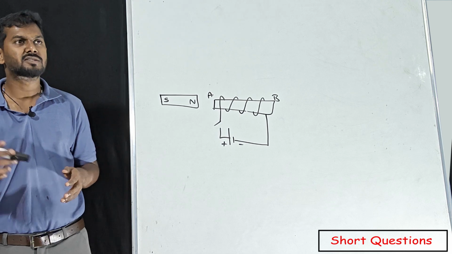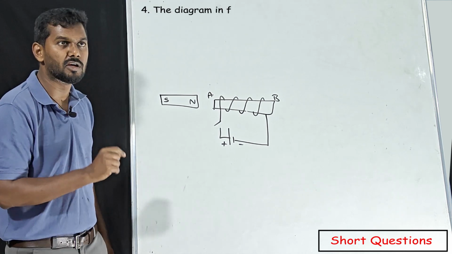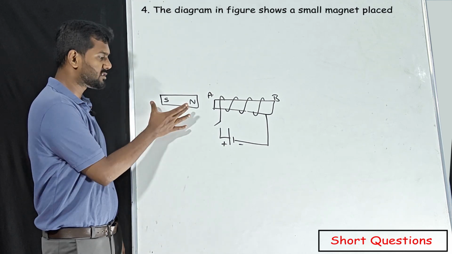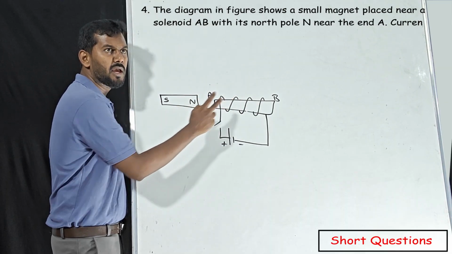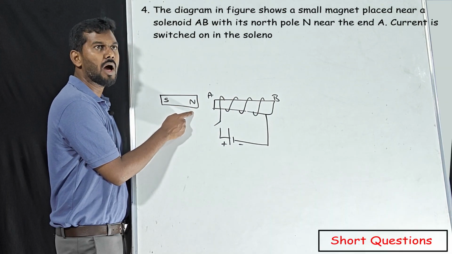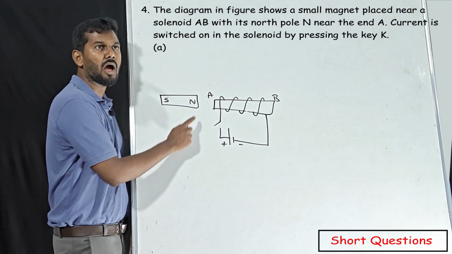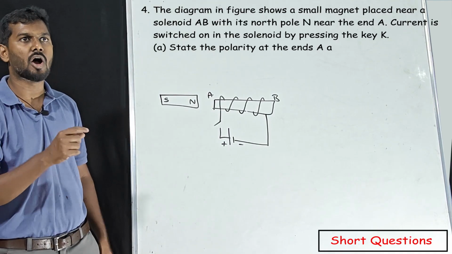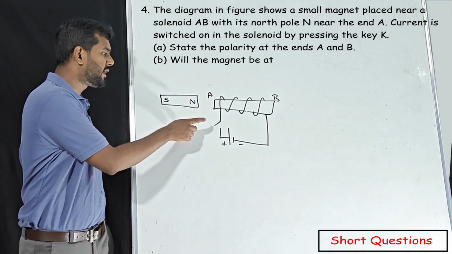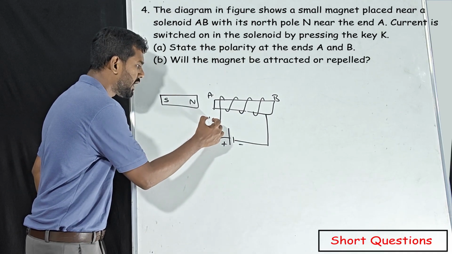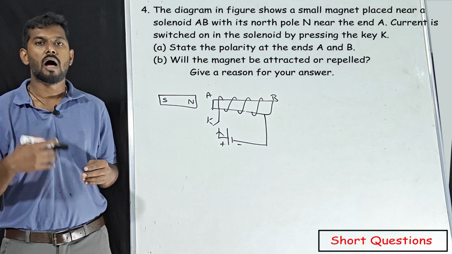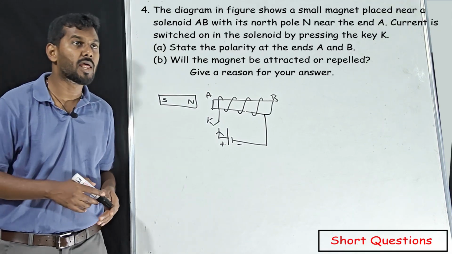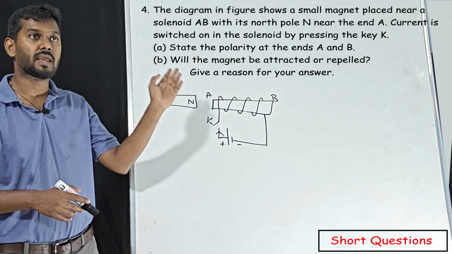That's it. Our next question: the diagram in the figure shows a small magnet placed near a solenoid AB with its north pole near to the end A. Current is switched on in the solenoid by pressing the key K. So there is a key called K. When you press it, there will be a current in the solenoid. Our first sub question: state the polarities at the ends A and B.